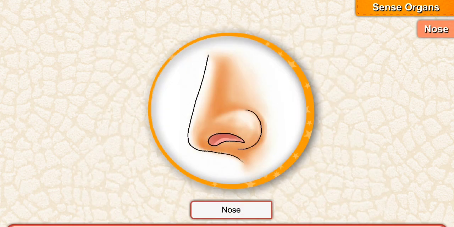Nose. The nose helps us to smell and breathe. There are many nerve endings on the upper part of the nose. These nerve endings help us to detect different smells.